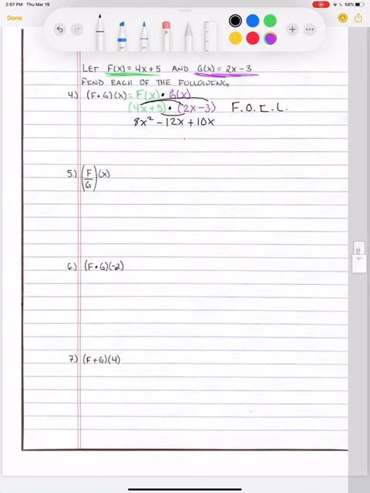And L stands for last. That's going to be 5 times negative 3. That's negative 15. Okay. Our only job from here is to make sure we combine our like terms. And we have 8x squared. Negative 12 plus 10 is going to be negative 2x. And we have a negative 15. All right, so this is f times g of x.